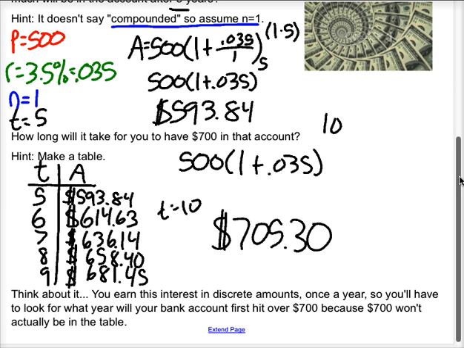We got that. Now, I want to think about it. You earn interest in discrete amounts, right? So in this case, we're getting that interest once a year. So you'll have to look for a year where your bank account first hits over $700, but notice 700 wasn't actually in our table. So to answer the question, when will we have $700 in the account? Well, we'll never have exactly $700 in the account. We have to wait till the first year that it hits over that amount. So how long will it take? We have to wait 10 years because that is where we finally see a value that is over 700.